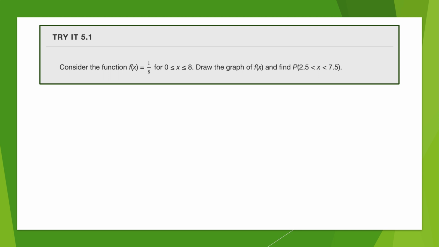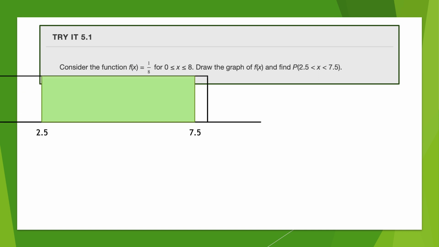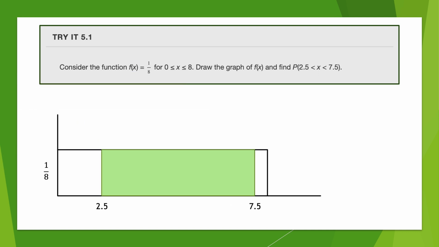I'll do a little stop and start here. Okay, so first I draw the picture. I know that my height is going to be 1/8 right here. It's the width of the rectangle, but it looks like the height on the graph. And I mark, look, this graph goes from 0 to 8, and I'm going to mark the area from 2.5 to 7.5, and I'm going to draw that rectangle.